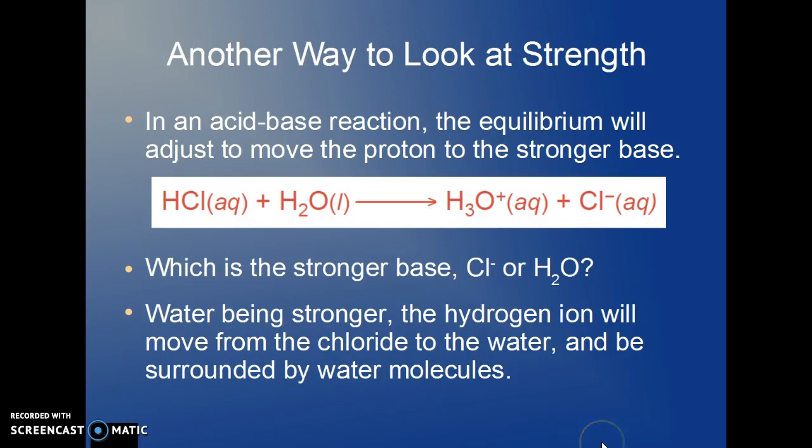Another way to look at strength, in an acid-base reaction, the equilibrium adjusts to move the proton to the stronger base. So what's stronger here? The chloride ion or the water? The water is a stronger base, so the hydrogen ion moves from the chloride to the water, and then of course is surrounded by water molecules.